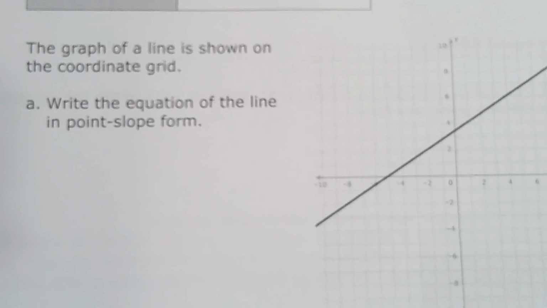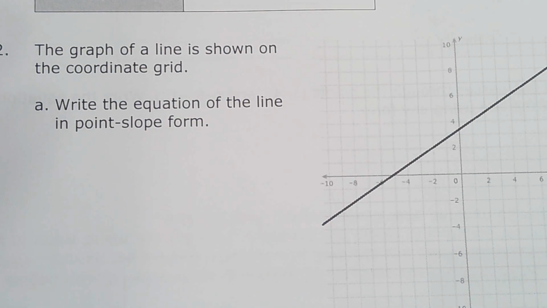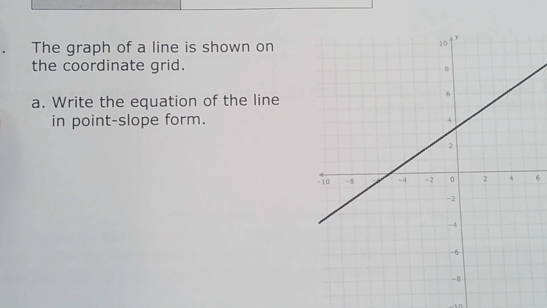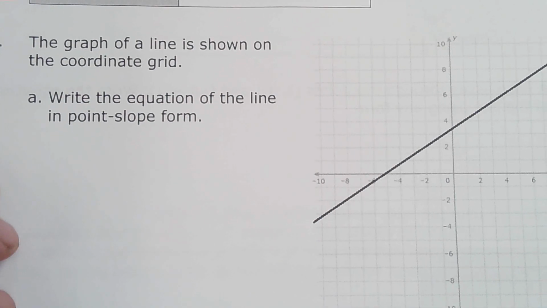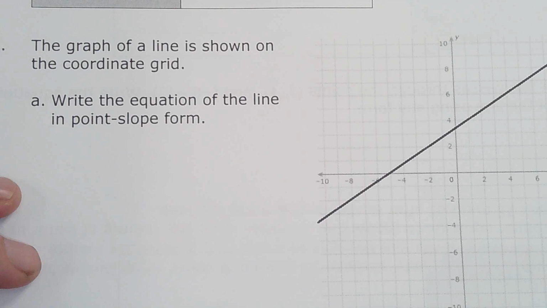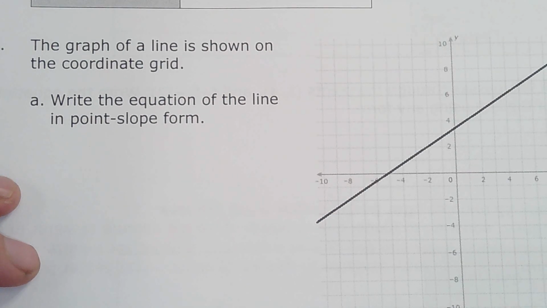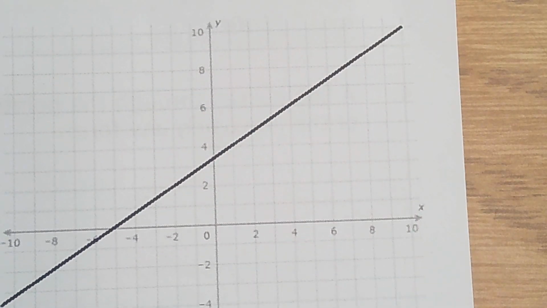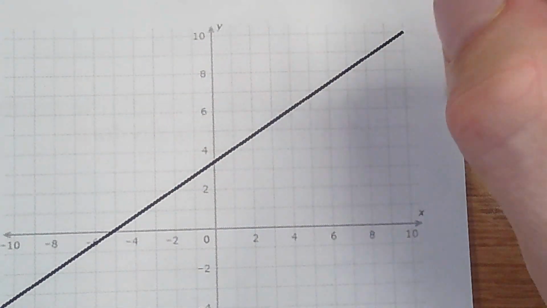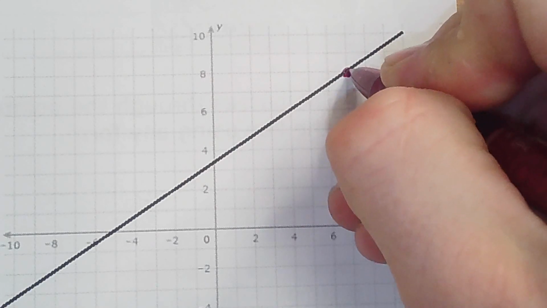All right, next one. We have this graph, shown on the coordinate grid, and we need to write it in point-slope form. In order to write it in point-slope form, we need the slope and we need some points. So let's find some points and the slope. Let's take a closer look at the points on this line. Here's a good point.